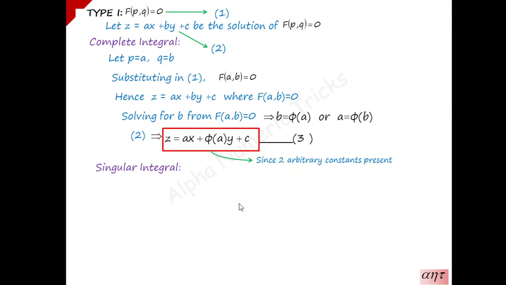Now we have to find out the singular integral. How will you get the singular integral? From the complete integral we can find the singular integral. That is, you have to eliminate the arbitrary constants available in the complete integral using the rule that dou z by dou a is equal to 0 and dou z by dou c is equal to 0, eliminating the arbitrary constants a and c. If you want to know about this rule, it is explained in the solution of partial differential equations video. The link is available in the description box. Please refer to it.